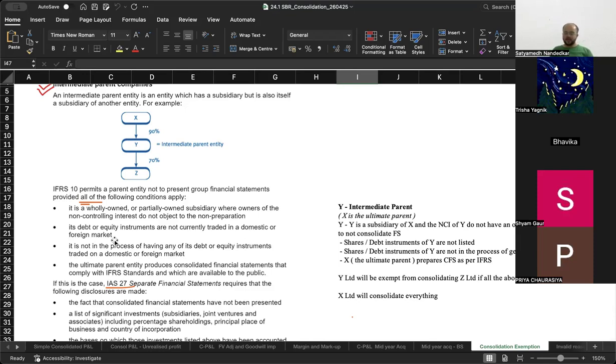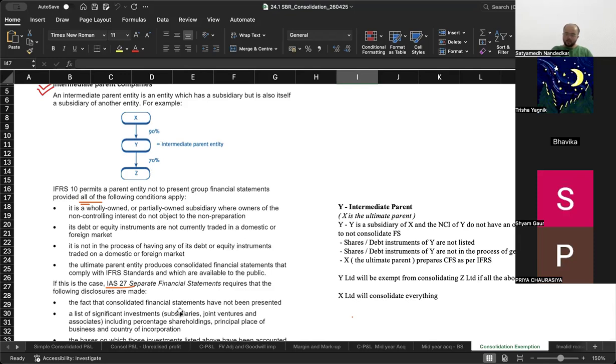So, agar Y is a subsidiary of X and Y has a subsidiary called Z, X company is preparing consolidated financial statements which are IFRS compliant. Shares and debentures of Y are not currently listed on a stock exchange. Shares and debentures of Y are not in the process of getting listed on the stock exchange, and the ultimate parent entity produces CFS, that is X Limited produces CFS. Then ये जो Y company का Y, it's wholly owned or partially owned subsidiary where owners of NCI do not object to non-preparation.